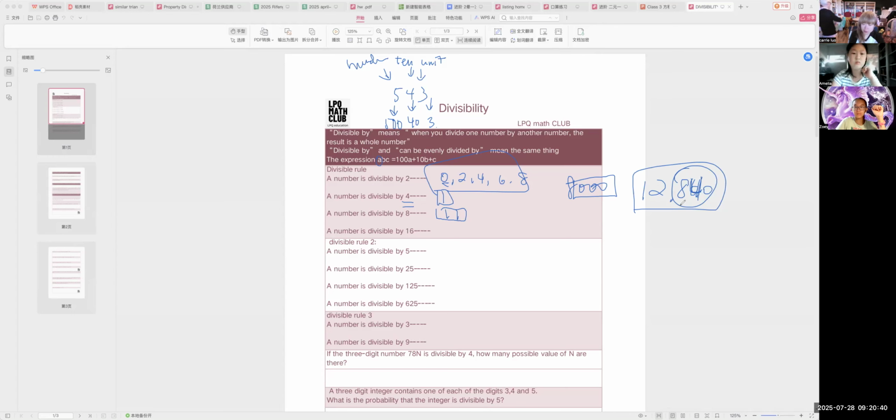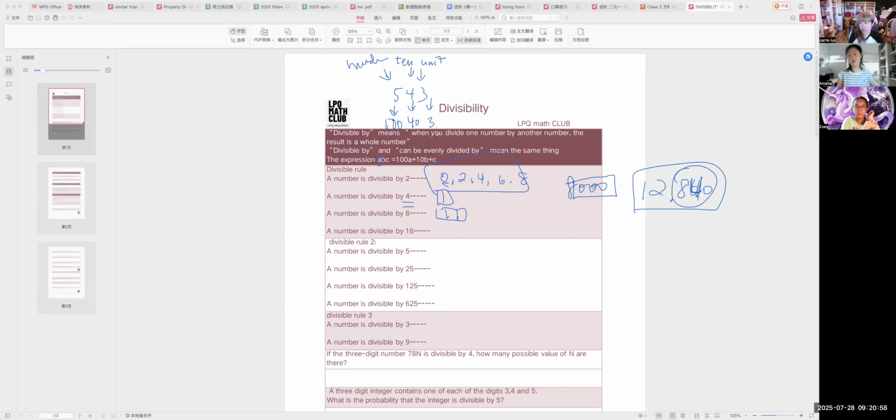So let's take a look at this one. A number is divisible by 16. How do we do that? Okay, Amelia. The last 4 digits are divisible by 16. Divisible by 16. Okay, so now I'm going to tell you a very important thing, okay?